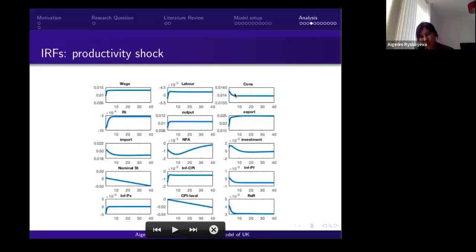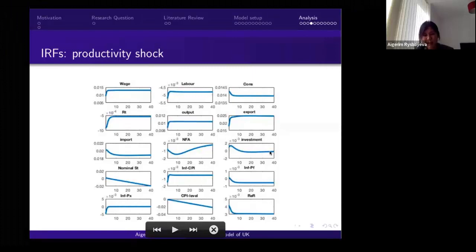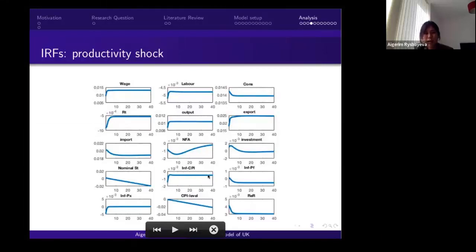Consumption increases, but over time the change is quite small, still increasing but not as much as on impact. The same is true for investment. We have a rise in investment, but because we have price rigidity, demand changes less than supply, so we have a fall in CPI inflation. Also we have a fall in export prices, so we have a large increase in exports.